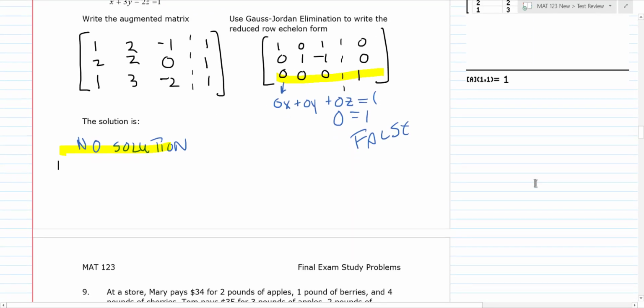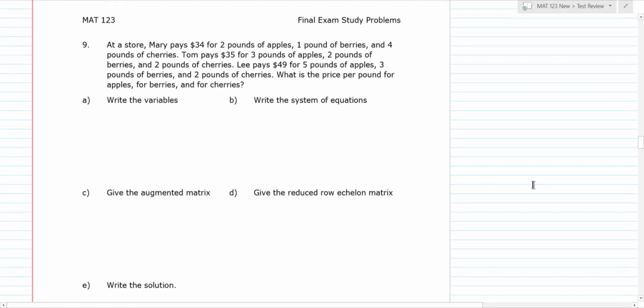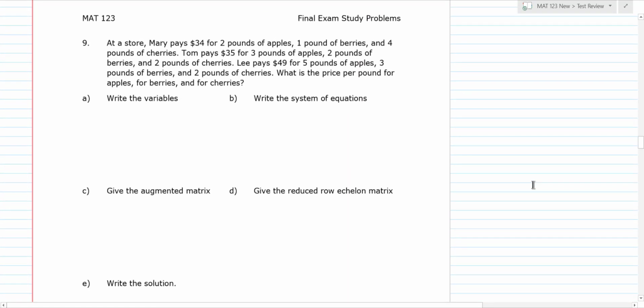Reduced row echelon form. Okay, next page, going to do an application here of a matrix. Again, it's a word problem: you've got to read, figure out the variables, and figure out the equations. So I'm going to read this.